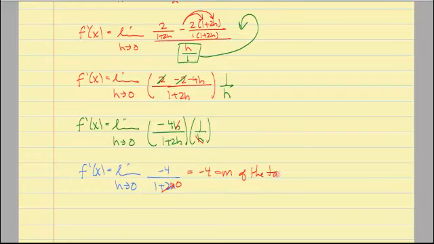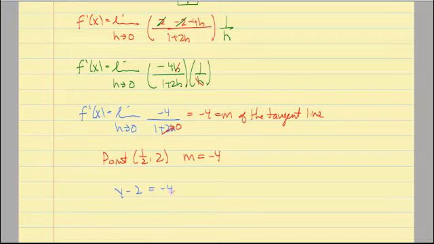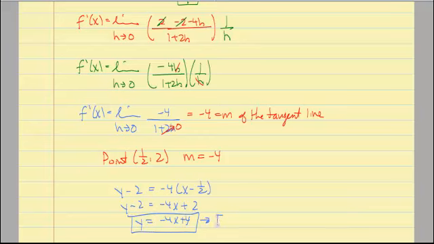This is the slope of the tangent line. Now I'm going to get the exact same equation as I did before. Remember, my point was 1/2, 2, and my slope was negative 4. So I have y minus 2 is equal to negative 4 times x minus 1/2. Y minus 2 is negative 4x plus 2. Add the 2 across, y equals negative 4x plus 4. This is my equation of the tangent line.